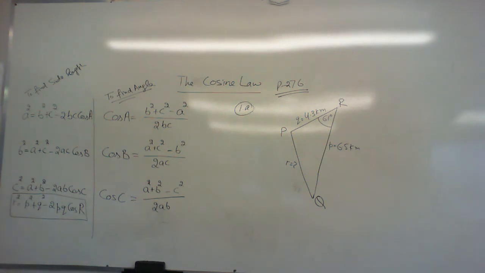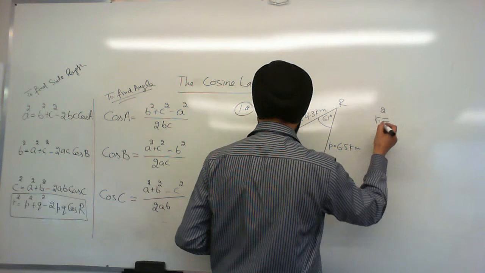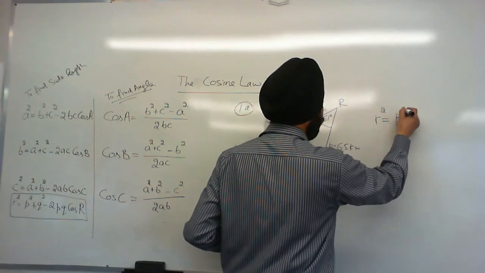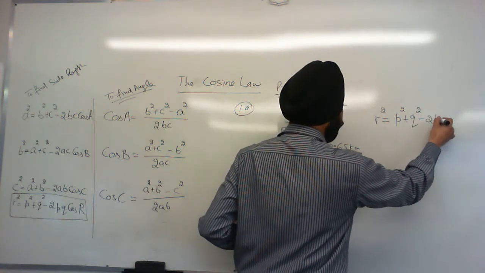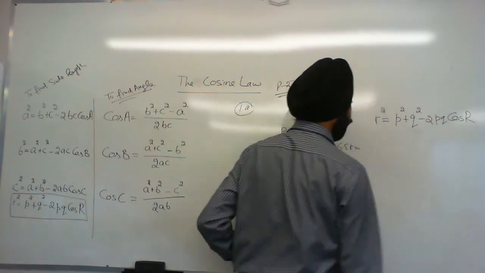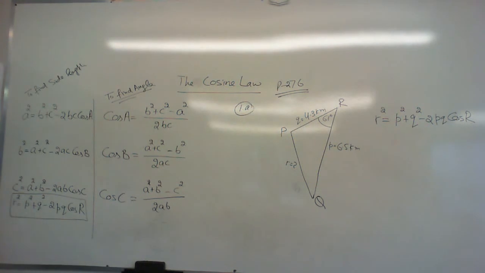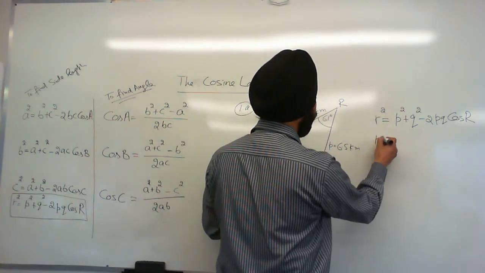R square is equal to P square plus Q square minus 2PQ cos R. Rewrite that formula there. R square is equal to P square plus Q square minus 2PQ cos R. Don't forget, with sine and cos, the letter will always be capital because this is an angle. So now put in the values. R is to be calculated, so keep it as R square.